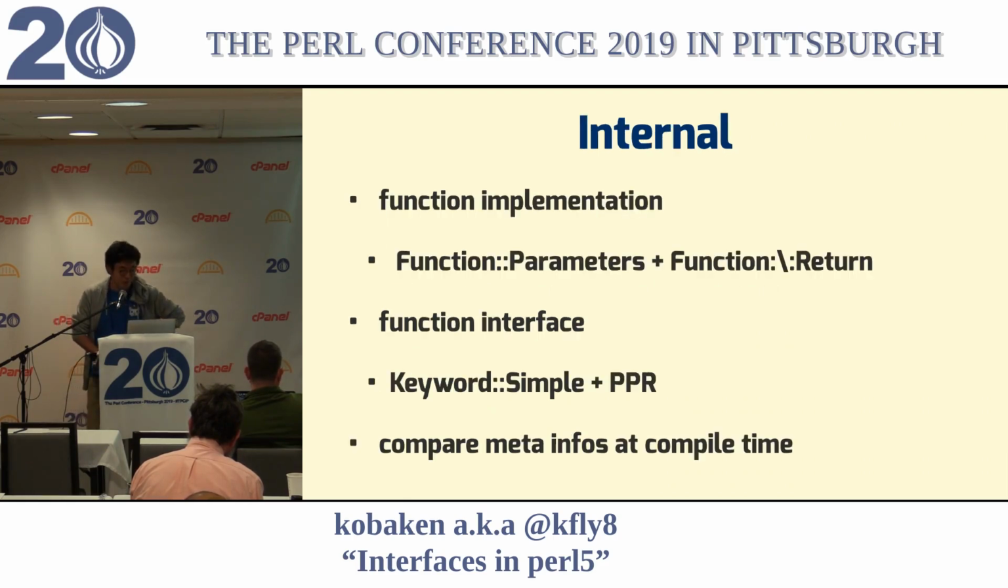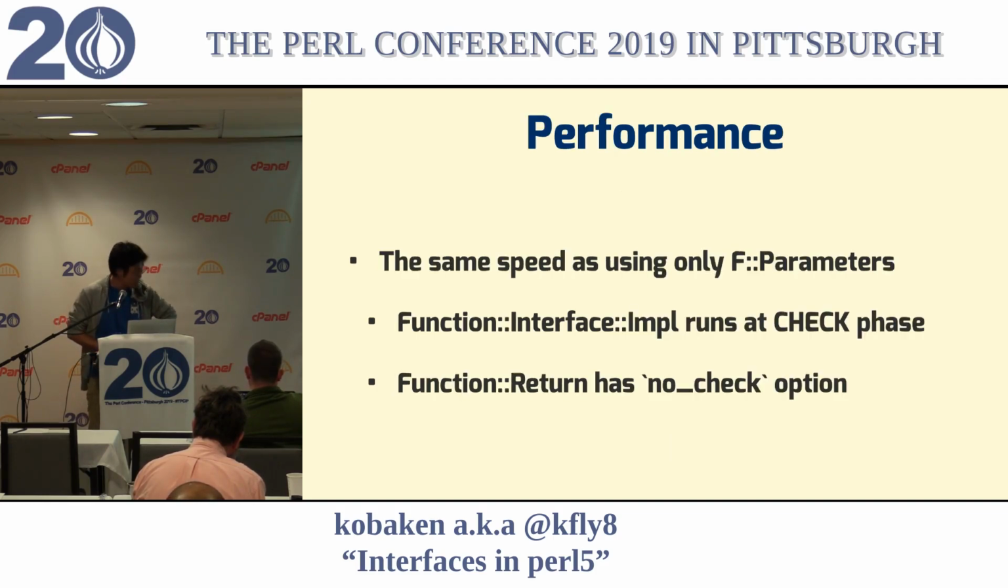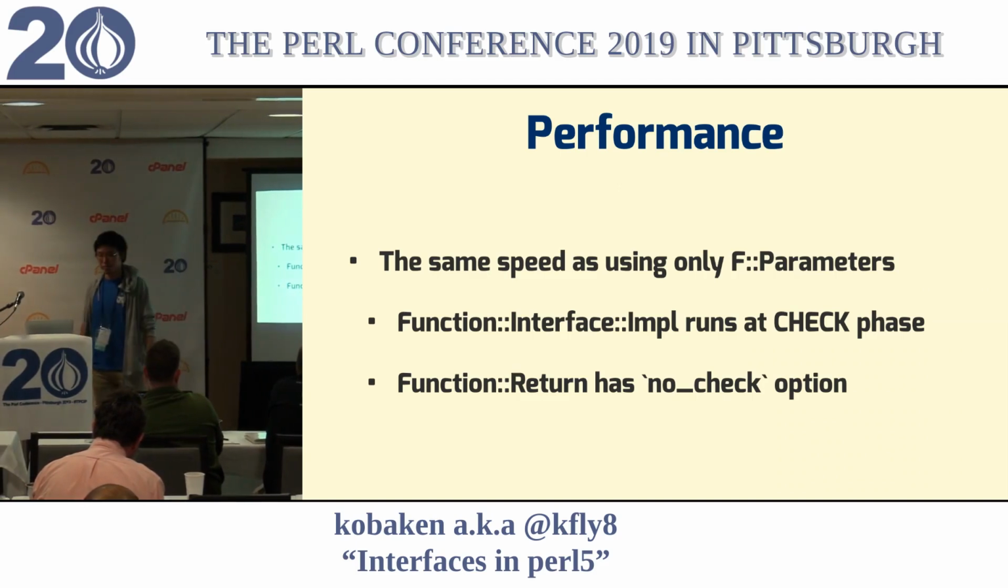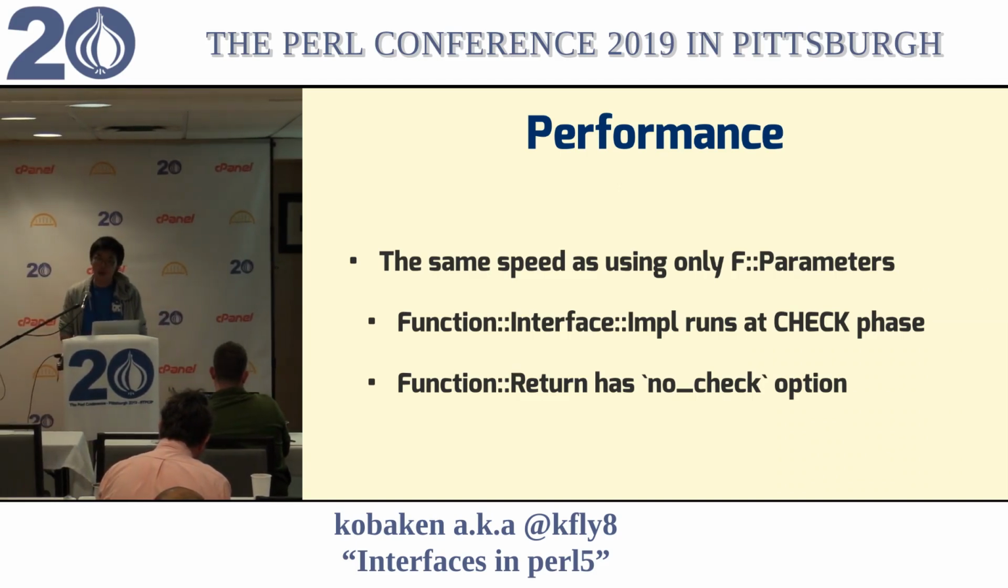Internally, the function implementation uses function parameters and function return, and the function interface uses Keyword::Simple and PPR, and compares meta informations at compile time. The performance is the same speed as using only function parameters. Function interface impl runs at compile time. Function return has a no check option, so we need to use these options. That's all. Thank you.